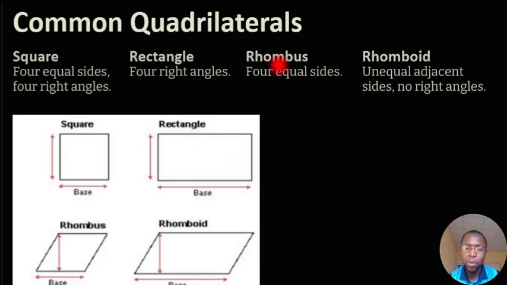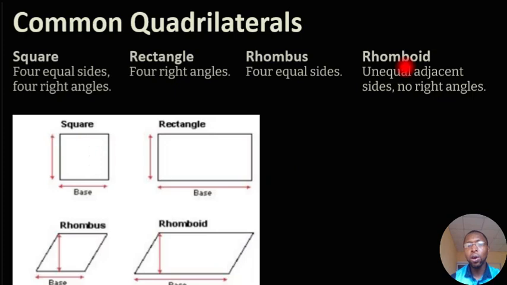Then we have the rhombus. The rhombus is just like the square with four equal sides, but the angles are not 90 degrees. This is a rhombus. All the sides are equal, but the angles are not 90 degrees. Just like for a square, the four sides are equal, but the angles here are 90 degrees. So that's the difference between a square and a rhombus. A rhombus and a square have equal sides, but for a rhombus, there is no 90 degree angle. Meanwhile, a square has 90 degree angles.